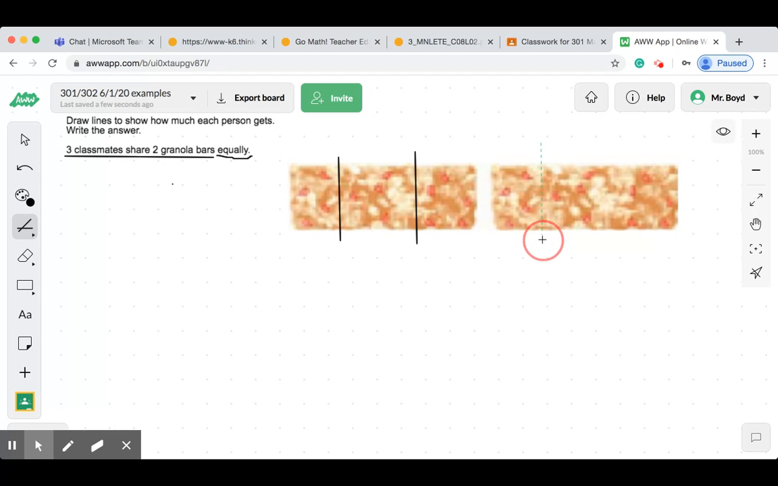So I will partition granola bar 1 into 3 equal parts, and I will partition granola bar 2 into 3 equal parts. So I did the first part, draw the lines to show how much each person will get. Then it says write the answer. So I know that classmate 1 will get 1 piece from this granola bar and 1 piece from the other. I know classmate 2 will get 1 piece from this granola bar and 1 piece from the other. And I know classmate 3 will get 1 piece from this granola bar and 1 piece from the other.